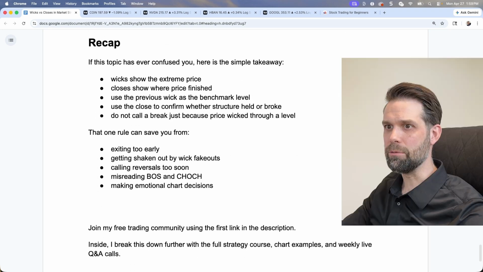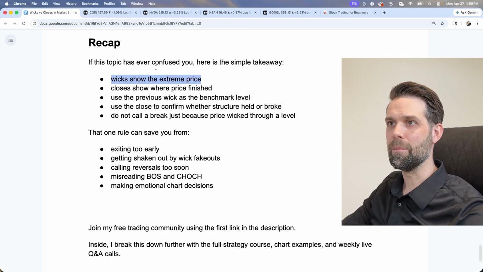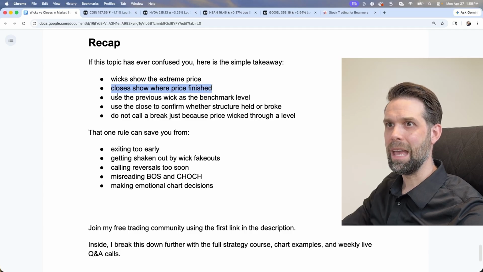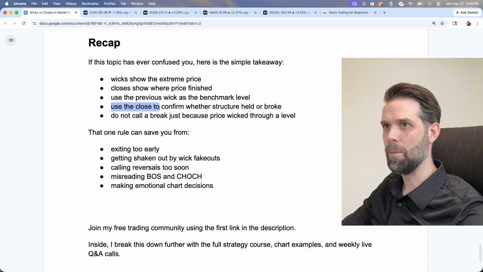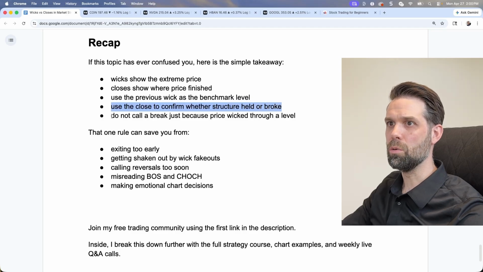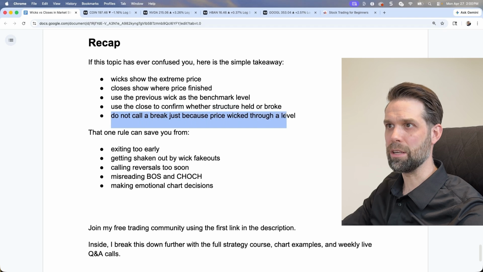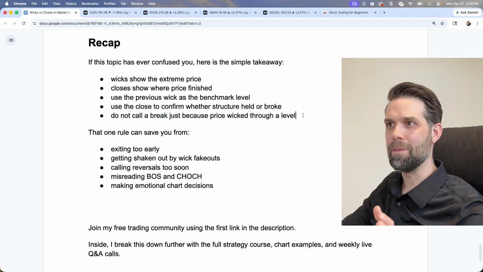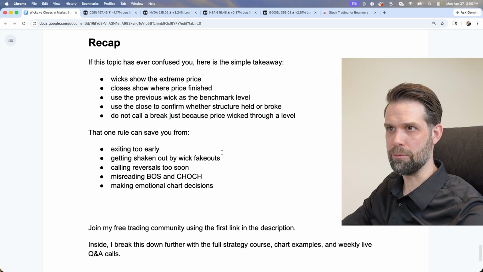So just to quickly recap here, if this topic has confused you, the simple takeaway is that wicks show the extreme price of a candle, and the candles can be weekly, daily, 4 hours, and so on. The closes show where price finished. We use the previous wicks as the benchmark level, and then we use the close of the current candle to confirm whether structure held or broke. So we don't want to call a break just because price wicked through a level. We want to wait and see where that candle closed in relation to that.